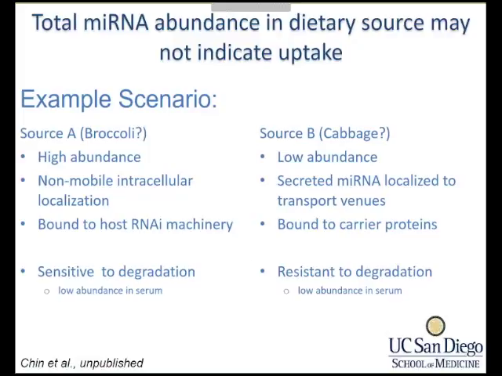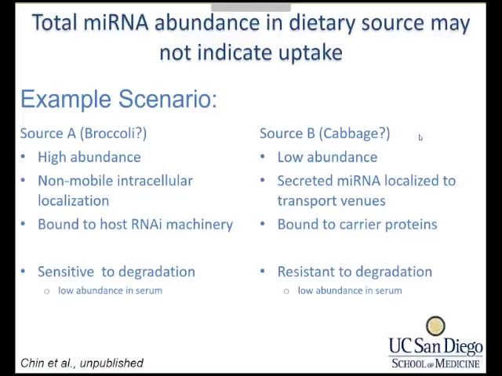And in contrast, another plant, if it has low abundance, for example, the cabbage, but maybe this microRNA could be localized to a different compartment in the plant, for example, transport vesicles, and this may prime the plant microRNA in a position to be taken up by the GI tract cells at a much higher efficiency, and may allow its facilitated secretion by the mammalian cells as well, allowing it to be detected in the serum.